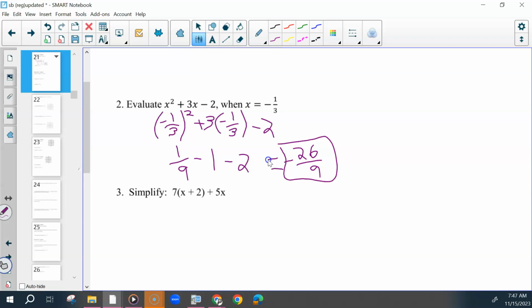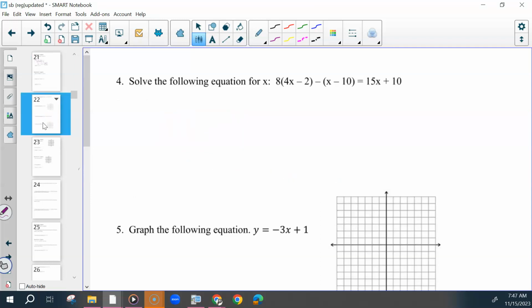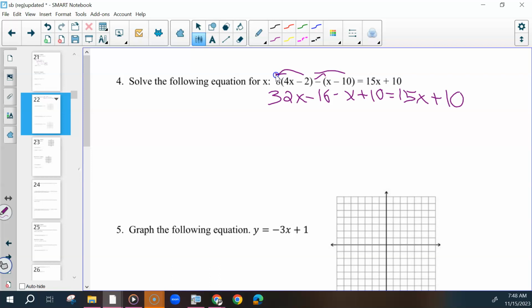Number 4. Solve the following equation for x. You needed to distribute a couple times. So we have 32x minus 16 minus x plus 10 equals 15x plus 10. And then combine like terms. So when you combine these x's, you get 31x. Negative 16 plus 10 was negative 6.